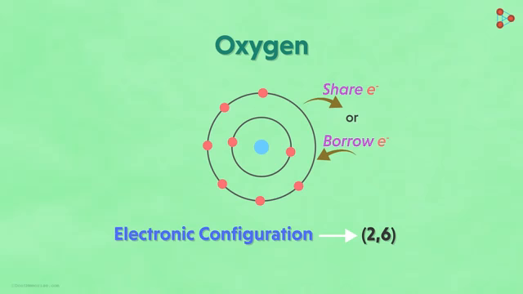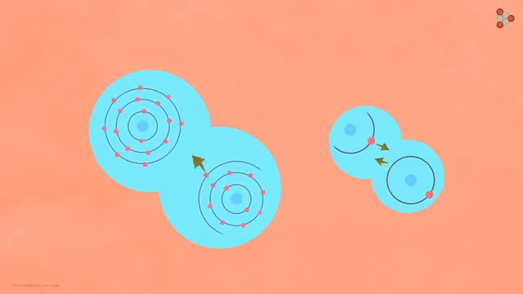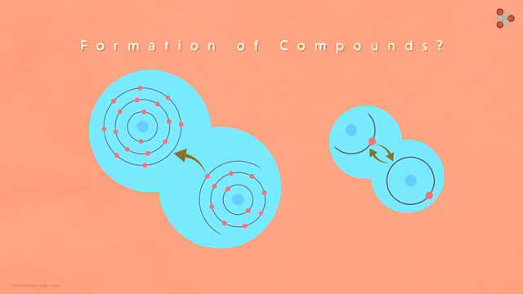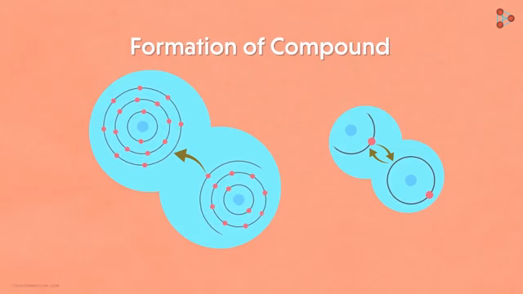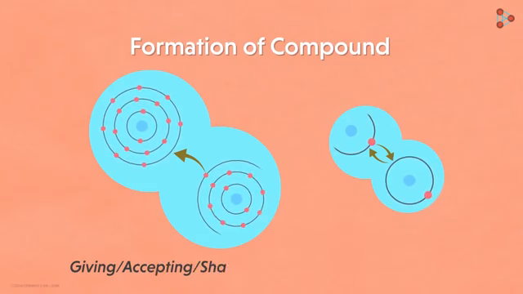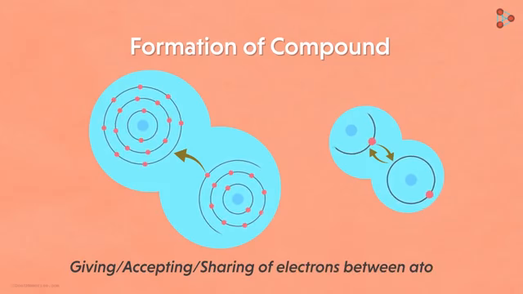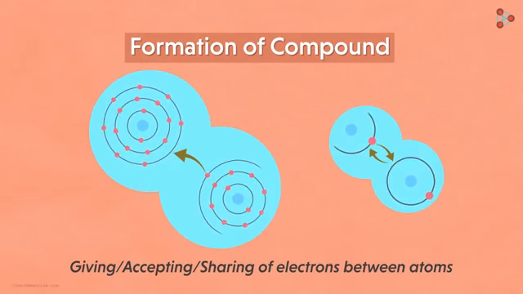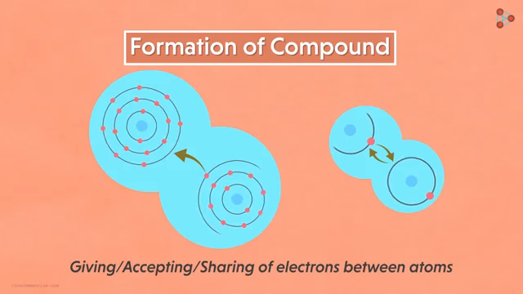Wait a second. Are we saying that chemical reactions occur because atoms of various elements give or take or share electrons between them? That's correct. And is this how compounds are formed? Absolutely. The giving or accepting or even sharing of electrons between the atoms of elements give rise to the formation of chemical bonds. This ultimately gives us a compound.